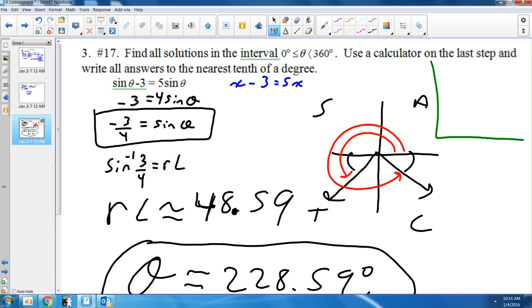So if the question were to give all the answers to this one, not confined to this or that constraint, you're going to want to say, okay, it's going to be 228.59 plus 360K. You have to write it out that way. It's not like it's folding on top of itself over 180. And then you're going to want to do the other one, which is going to be equal to that other angle, which is 311.41 plus 360K. So just another idea on writing all solutions. So you should be good with that.